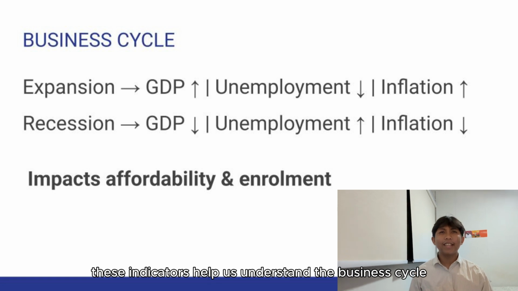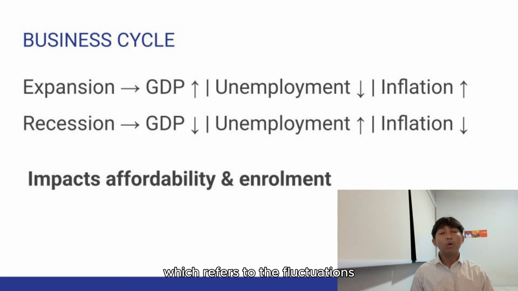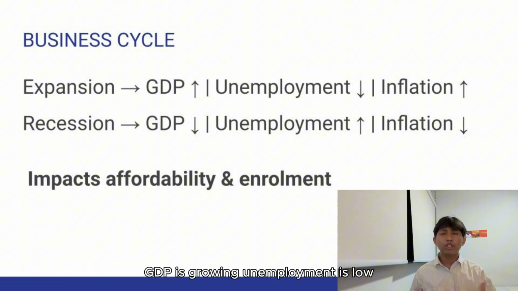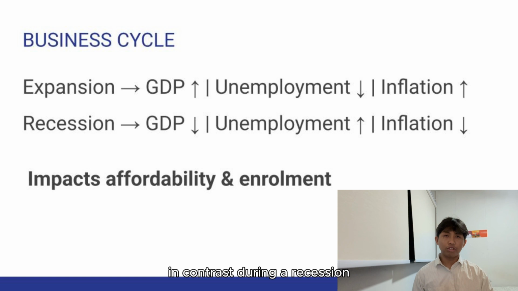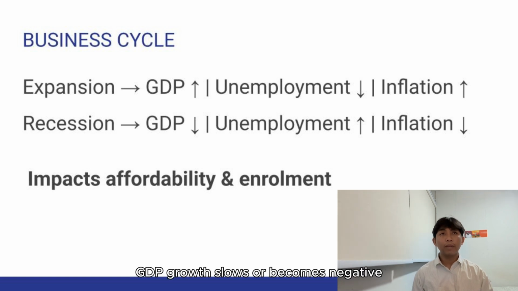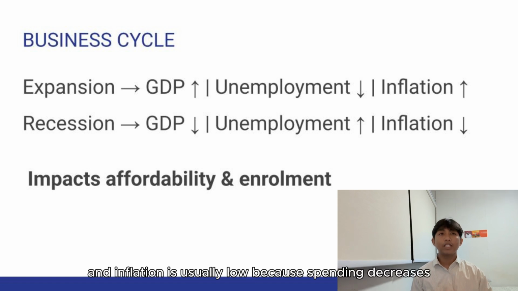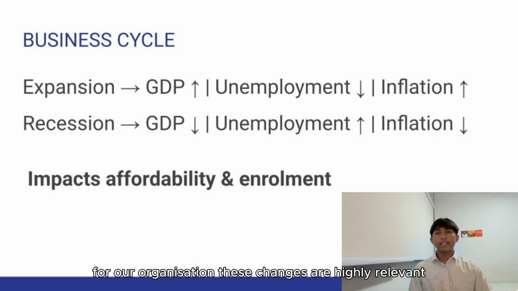These indicators help us understand the business cycle, which refers to the fluctuations in economic activity over time. During an expansion phase, GDP is growing, unemployment is low, and inflation tends to rise due to strong demand in the economy. In contrast, during a recession, GDP growth slows or becomes negative, unemployment rises, and inflation is usually low because spending decreases. For our organization, these changes are highly relevant.